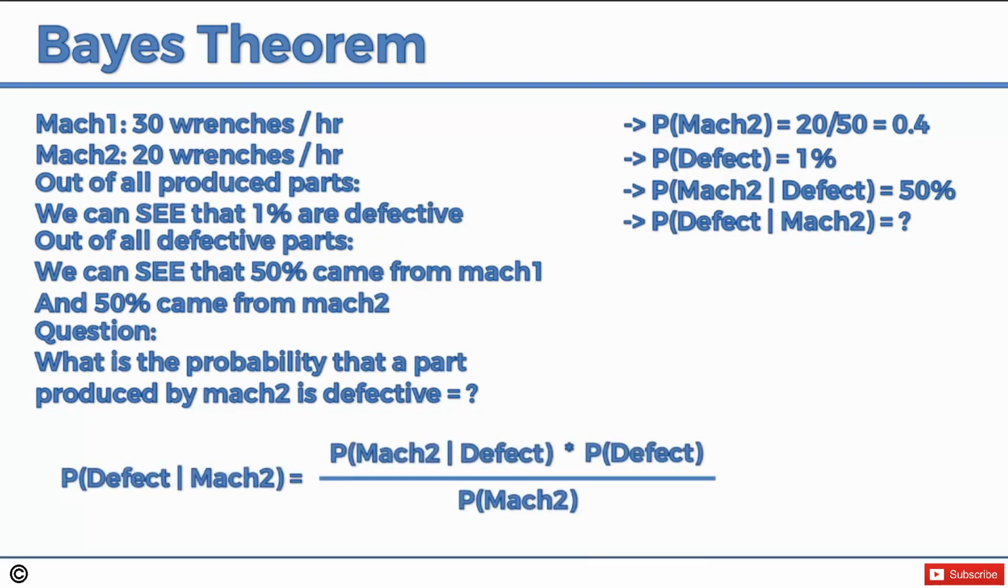The Bayes' theorem for this particular problem will look as follows. So the probability of a part being defective, given that that wrench came from machine 2, equals, and here we go, this is the fun part. We'll start from right to left. We'll take the probability of a part being defective overall. We will need to multiply that by the probability that a part came from machine 2, given that it was defective. And we'll need to divide that by the probability of the part coming from machine 2.